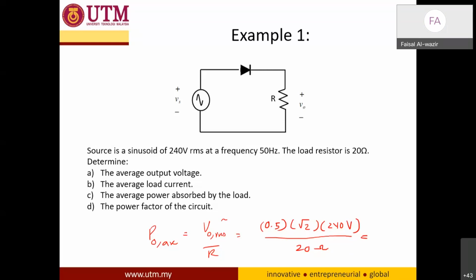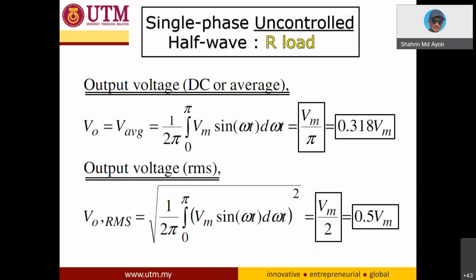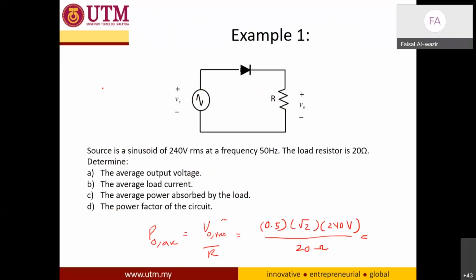Doctor, sorry, why did we multiply by 0.5? Oh, sorry, this one. V out RMS is equal to 0.5 VM. The value we have is already in RMS, Doctor. This one is 240 volt RMS, this one is V input. So right now we want V out RMS. So V out RMS is 0.5 multiplied by square root 2 multiplied by 240 volt RMS.